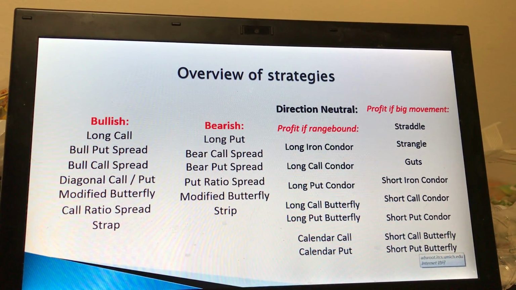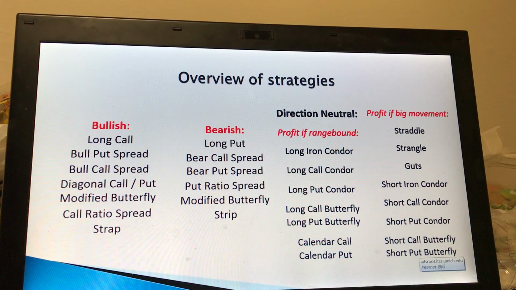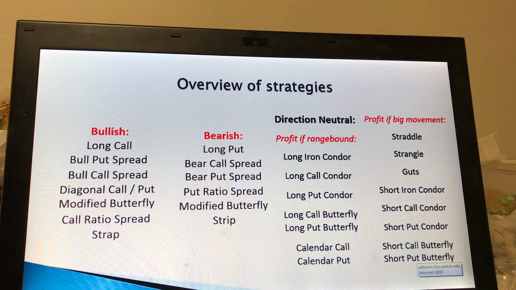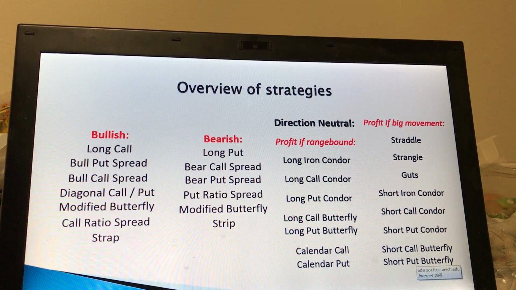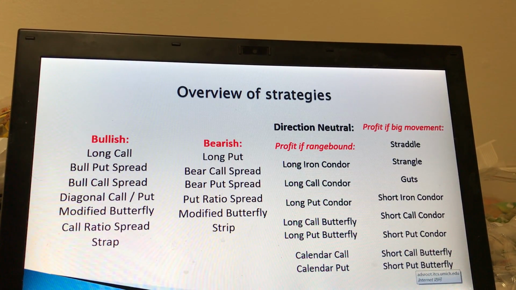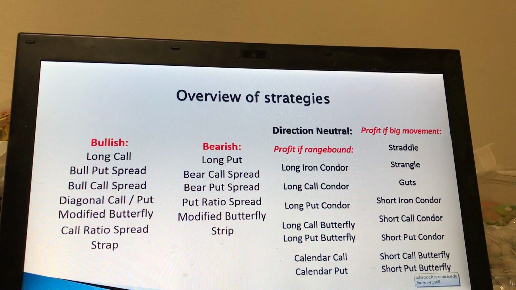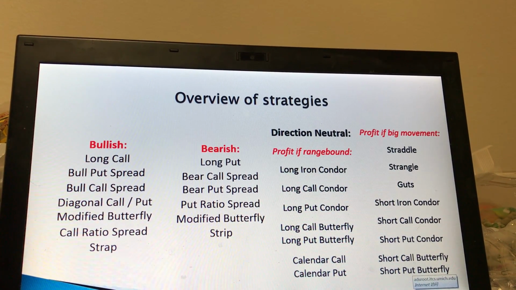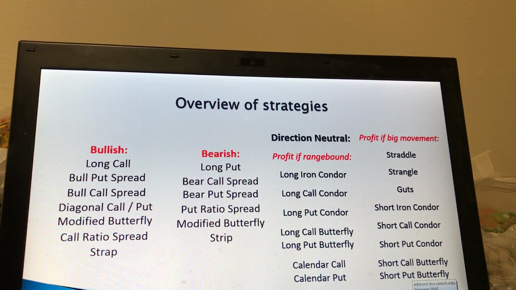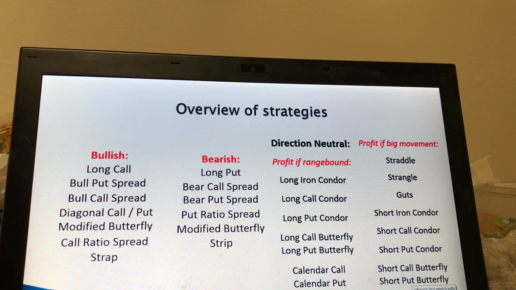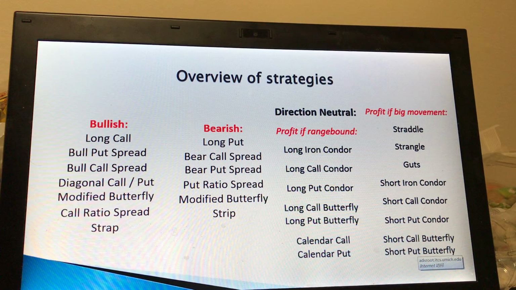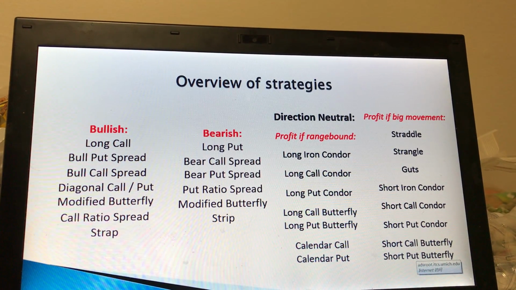Bearish strategies include a long put, a bearish call spread, which is a call credit spread, a bearish put spread, which is a put debit spread, a put ratio spread, which uses more long puts than short puts, and also a modified butterfly, which is a modification of the simple butterfly option where the middle strike is closer to the lower strike than to the higher strike. A strip simply consists of long positions with more puts than calls.